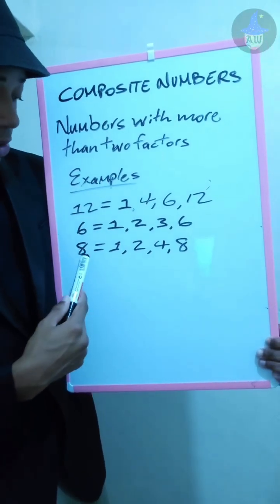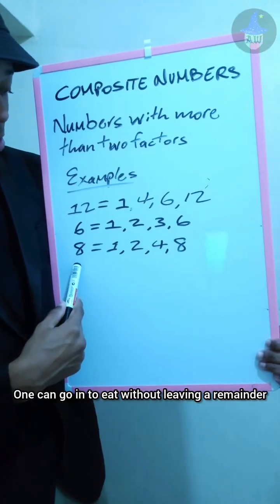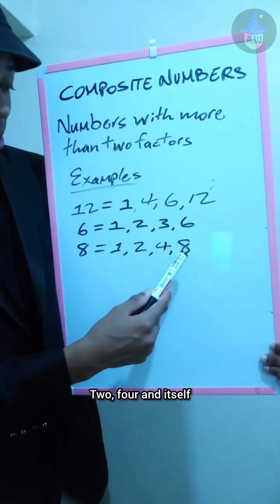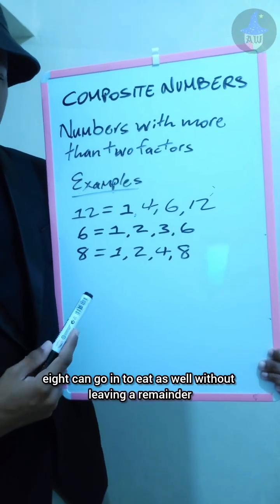And the number 8, 1 can go into 8 without leaving a remainder. 2, 4, and itself. 8 can go into 8 as well without leaving a remainder.